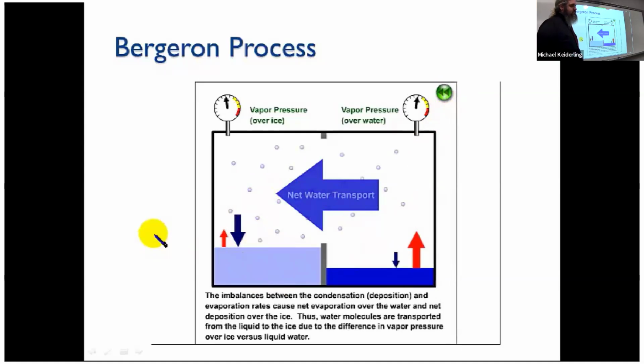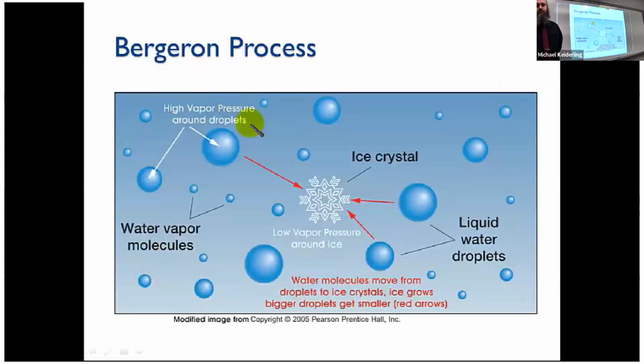So to illustrate the Bergeron process, we have this high vapor pressure around the droplets, and we have this net movement to the low vapor pressure region around the ice, and so the ice crystal grows and the water droplets shrink.